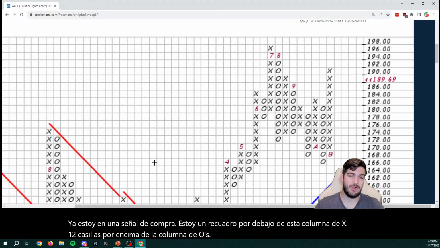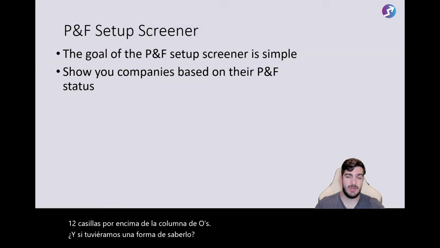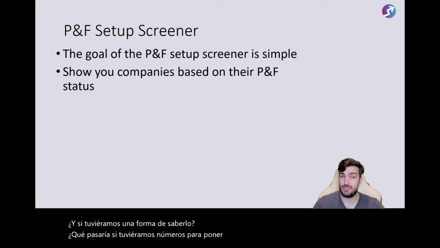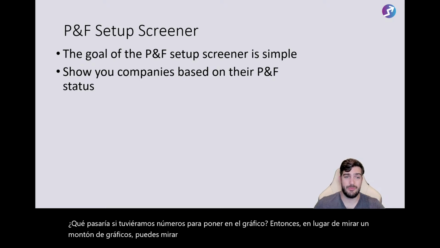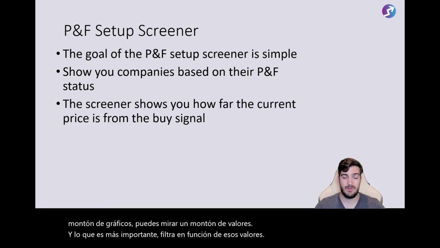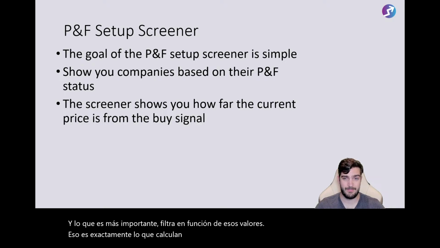What if we had a way of knowing that? What if we had numbers to put to the chart? So instead of looking at a bunch of charts, you can look at a bunch of values. And more importantly, filter based on those values. That's exactly what the Point and Figure Setup Screener does.